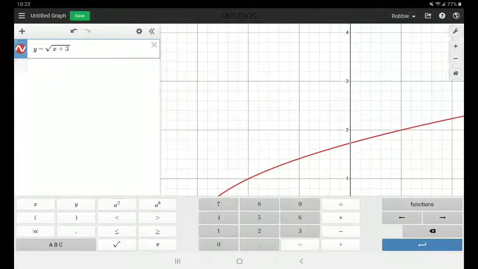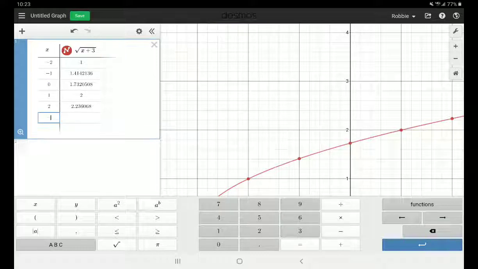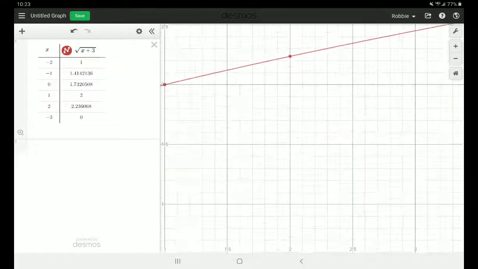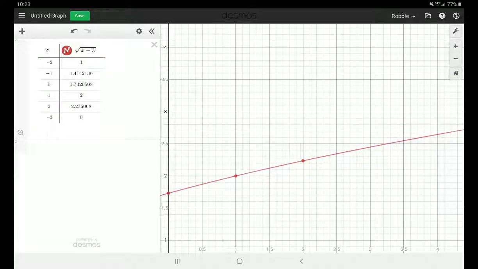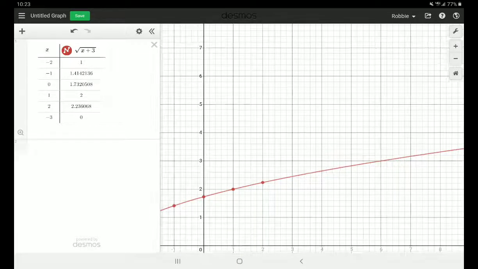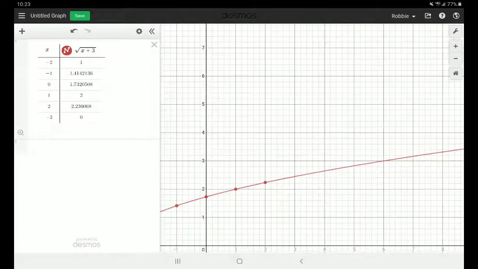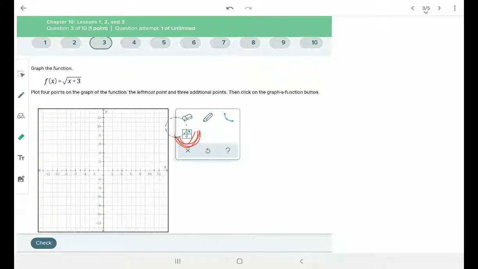And remember, you could also use the settings button and then make a table, and it makes it very handy to figure out, right? So if I type in negative 3, we know that's a point. So negative 3, 0, negative 2, 1, 1, 2, and then you could keep going. It looks like the next point is that Desmos graphing calculator to help you.